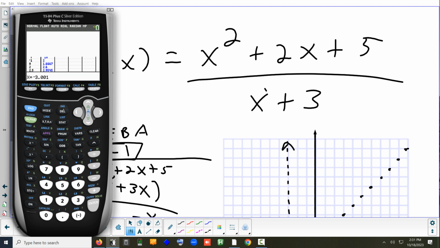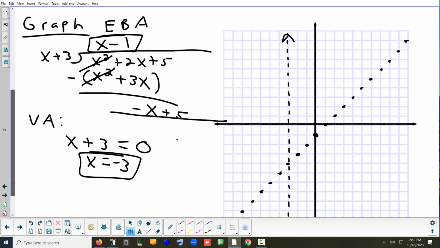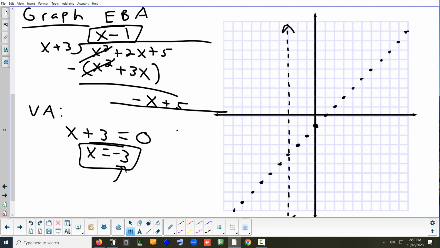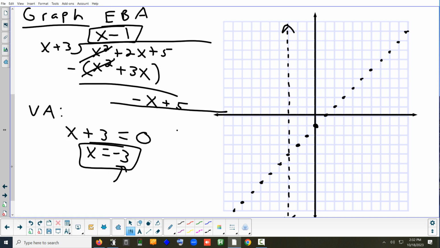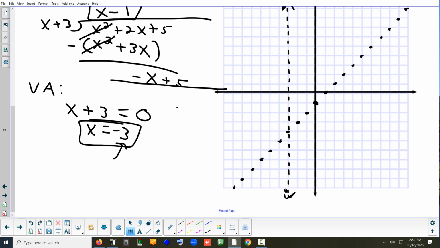Okay, first thing I want to do is check near my vertical asymptote, negative 3. You don't have to delete these, I just am, so you don't get confused with other numbers. What's a number that's a little smaller than negative 3? Negative 3.001. At negative 3.001 we're at negative 8,000. So we're basically way down. It's off the graph.